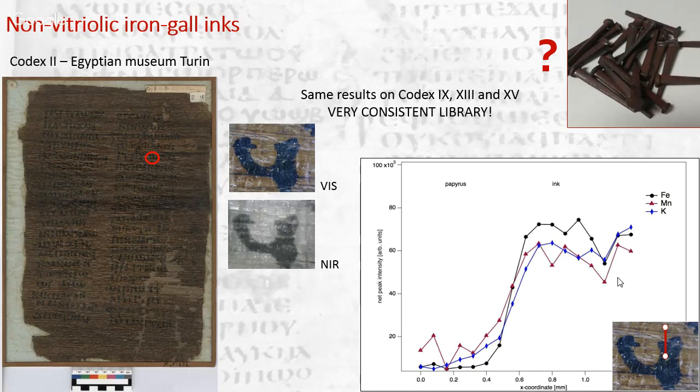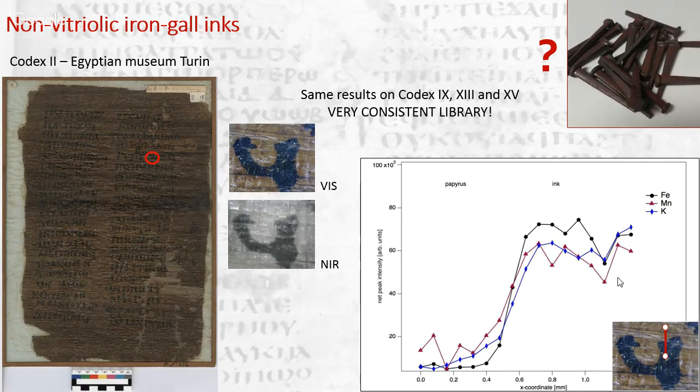This is the intensity of the elements in the ink. We have iron in black, potassium in blue, and manganese in red. You can see that all of them show the same pattern when moving from the papyrus into the ink, suggesting that they were all present inside the ink that we are studying. The potassium is generally attributed to the binder, while iron and manganese are, of course, part of the metallic salt, the vitriol, that was used to produce this ink. Although something here is curious, because we don't see any copper or any zinc inside this ink.